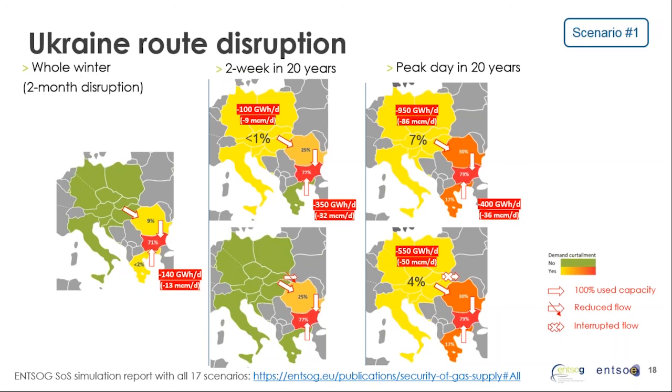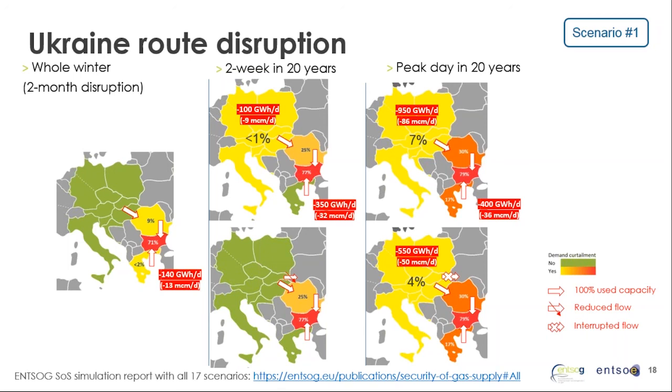The map on the left side that you see is the situation for the winter with a 2-month disruption. You can see that the situation is quite tense for Bulgaria, that can face around 70% of demand curtailment in case of Ukrainian disruption for 2 months. This is due to infrastructure bottlenecks with the other countries, and to a lesser extent Romania and Greece are exposed to demand curtailment of 9 and below 2% for Greece, only in February.